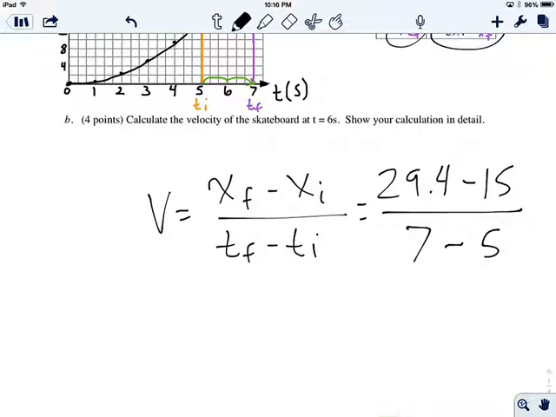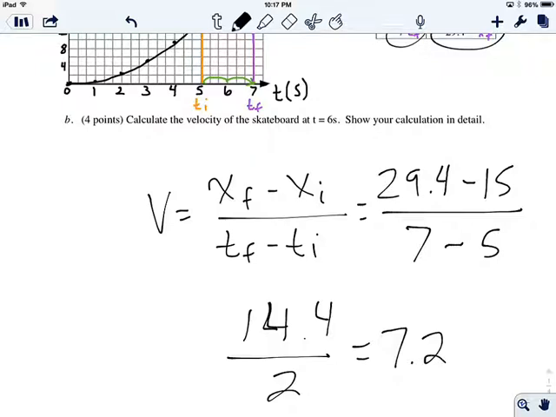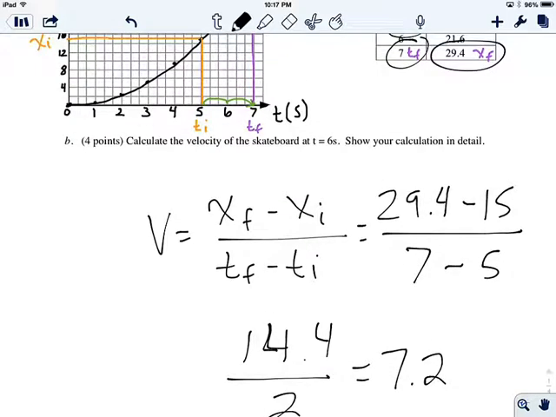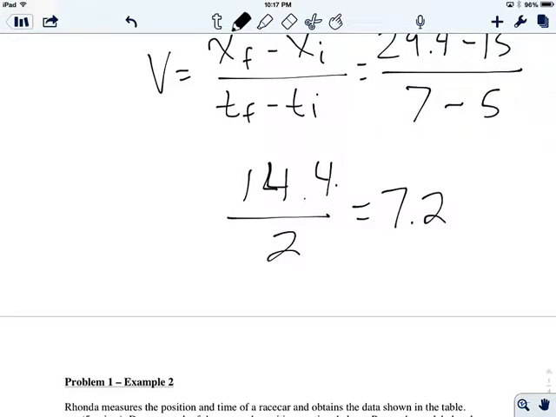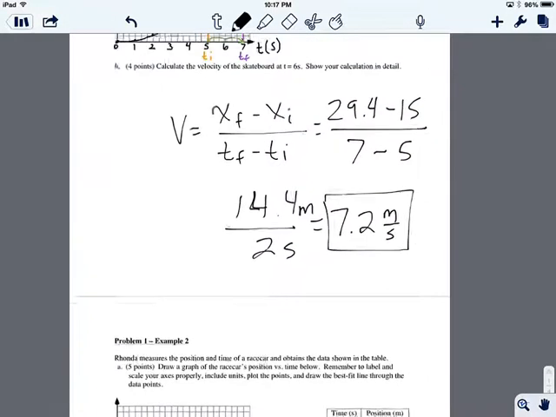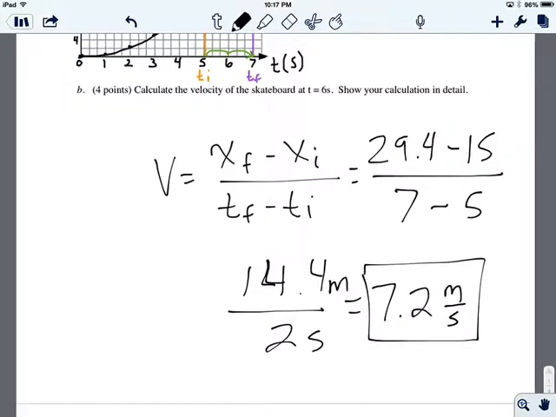All right, so when I go to calculate this stuff, I've got my calculator next to me. Sorry you guys can't see it. I go 29.4 minus 15, and that is going to be 14.4 divided by, and 7 minus 5 is 2. So I divide 14.4 by 2, and I'm going to get 7.2. Now, don't forget your unit on this thing. 7.2, that was 14.4 meters in 2 seconds. So my unit is meters per second. 7.2 meters per second is my velocity when time equals 6.